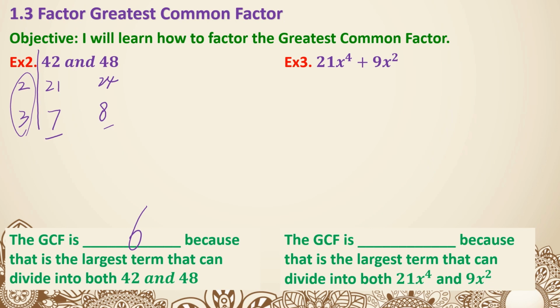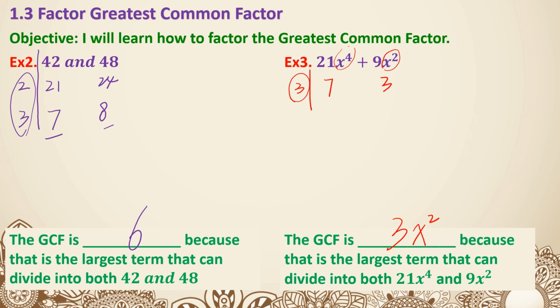Example 3. First, let's look at the variables. X to the 4th and x squared, they share x squared. 21 and 9. If you take away a 3, you have a 7 and a 3 left. And they do not share anything else, which is why the GCF for the numbers is just a 3, and altogether the GCF is 3x squared.